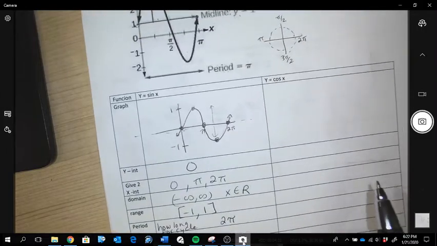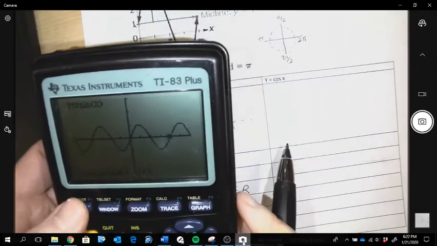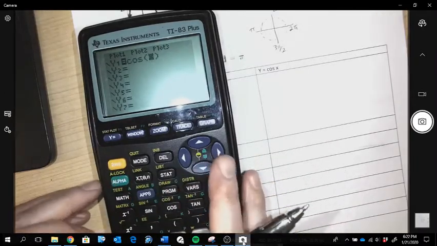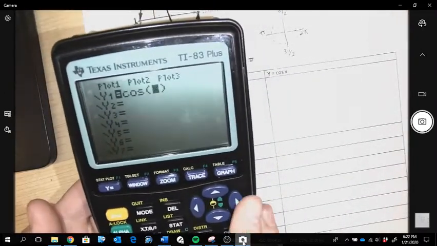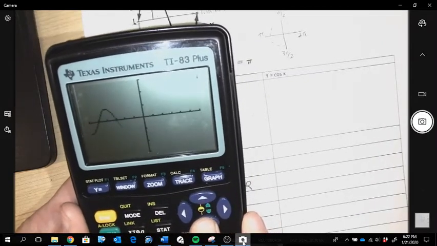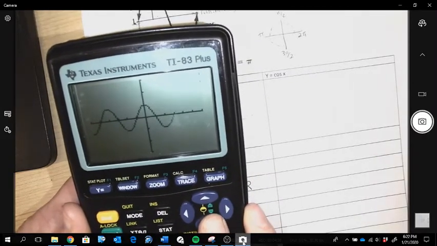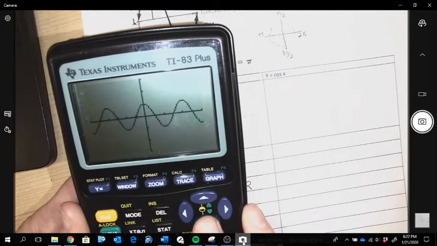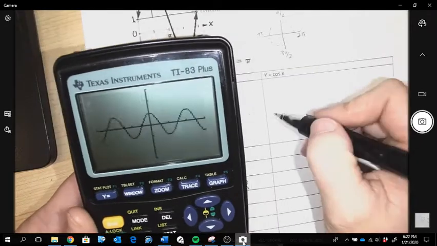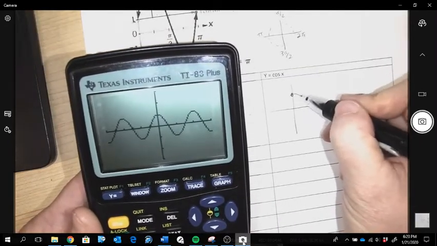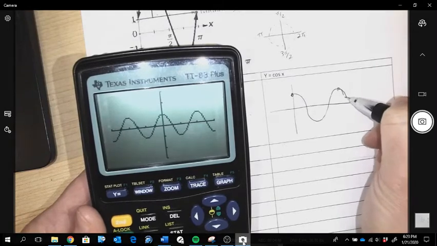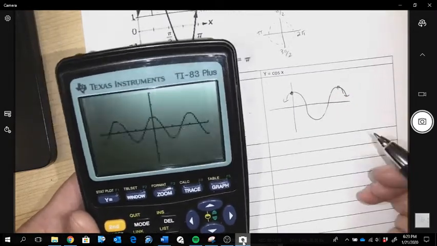Okay, cosine curve. So I'm going to go to y equals cos of x. Okay, I'm going to keep all that same window stuff. So I went from negative 3 pi to 3 pi, and I made sure I was in radian mode. Okay, so now it looks a little different. So that's what it looks like.